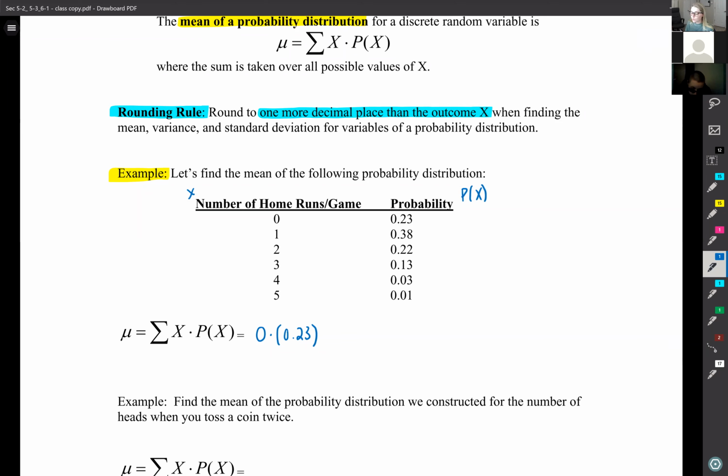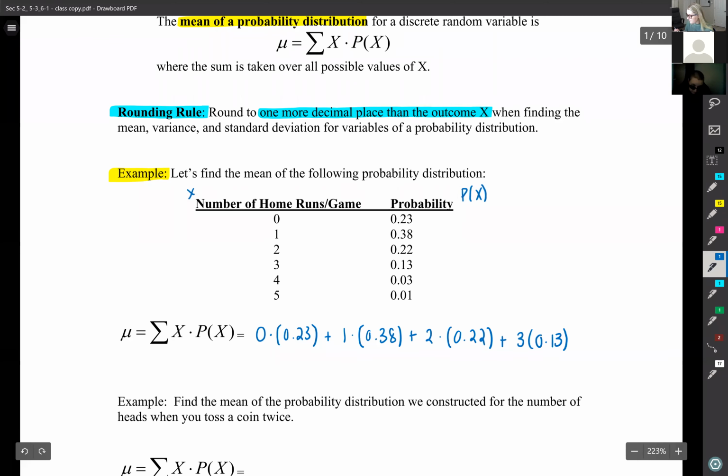My next value of x is 1. I'm summing all of these things up, so I'm going to add 1 times its probability, which is 0.38. And then I'm going to add again 2 times its probability, which is 0.22. And then I'm going to add 3 times its probability, and then 4 times its probability, and then I'm going to add 5 times its probability.